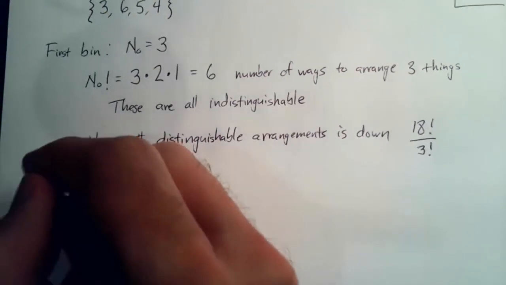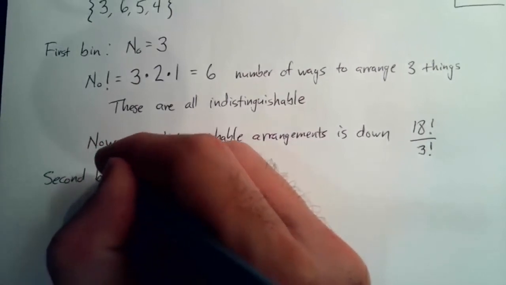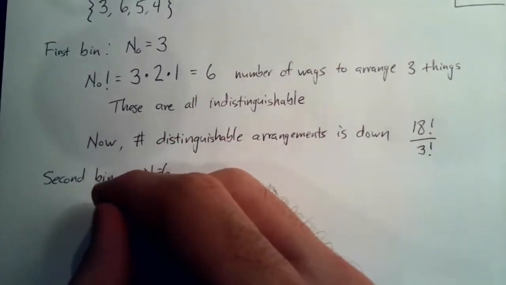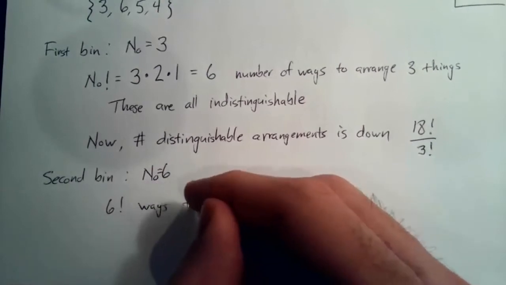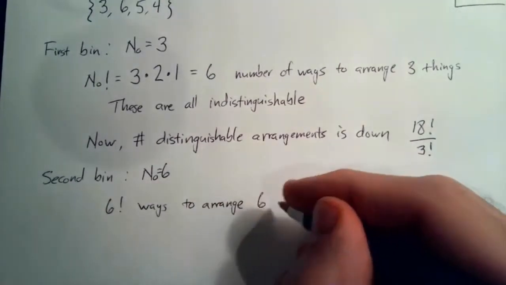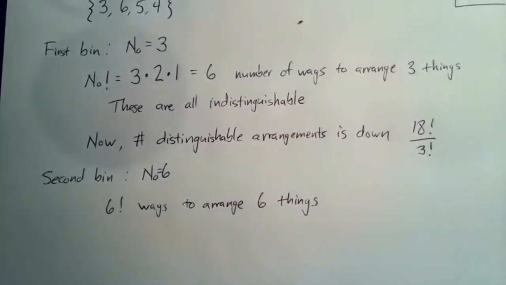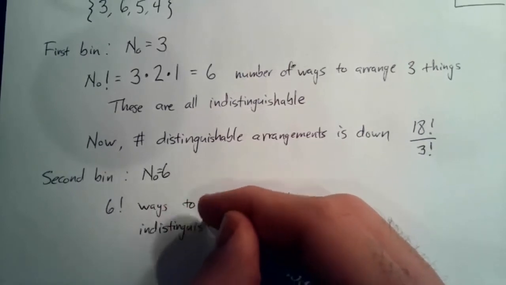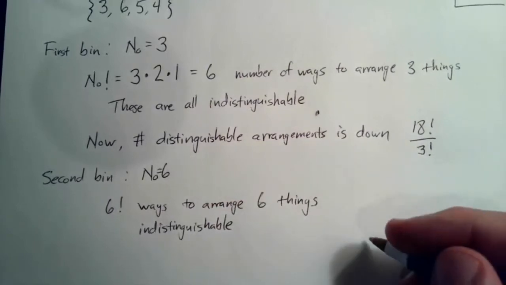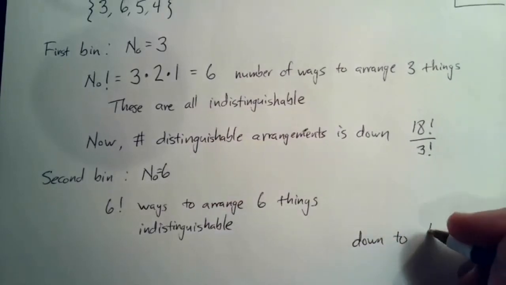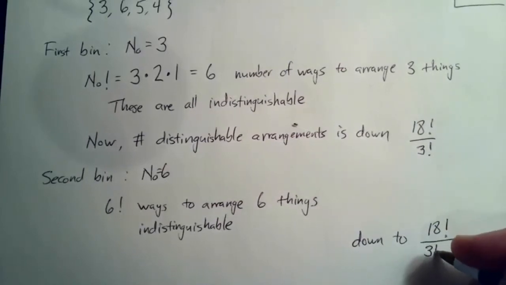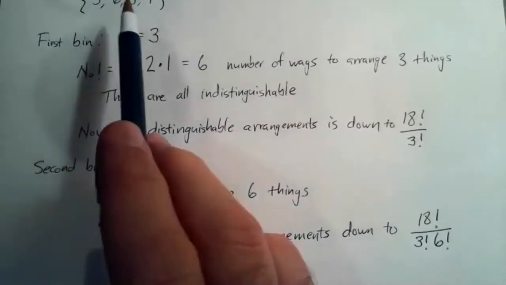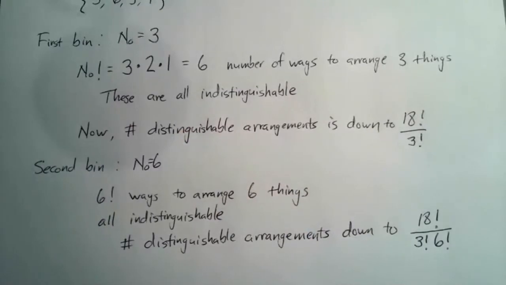All right, let's repeat this for the second bin. So in the second bin, I have n naught as 6. So I have 6 factorial ways to arrange 6 things in order. And these are all indistinguishable. So now my number of distinguishable arrangements is down to what it was, 18 factorial over 3 factorial, but now I need to also divide by 6 factorial. Okay, and we repeat this for the third bin and the fourth bin, so you probably are seeing the pattern now, and so on.